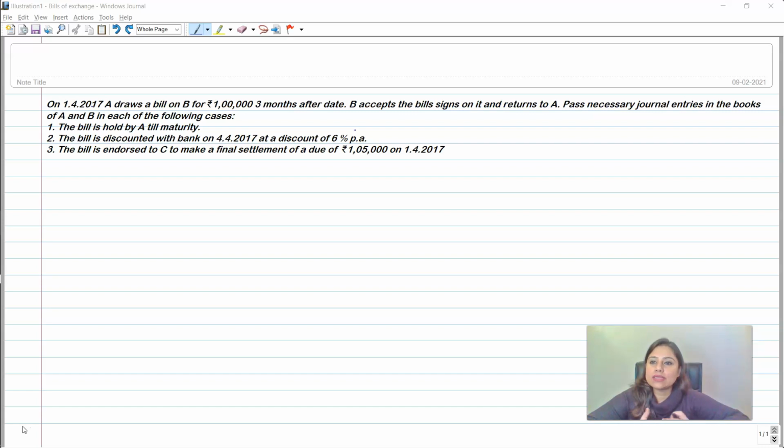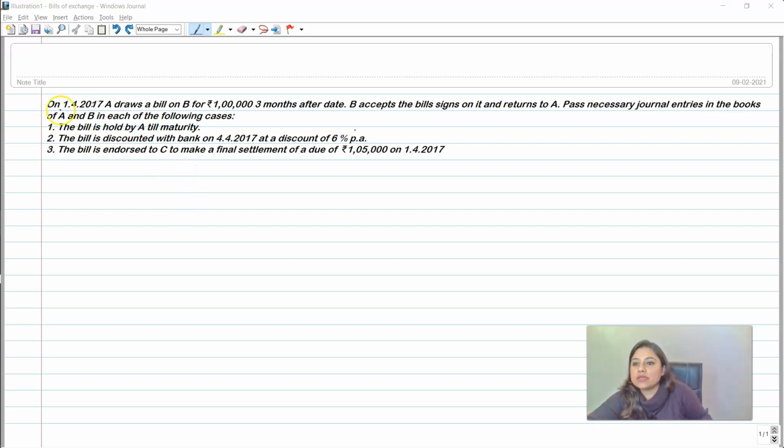So now let us take a look at a practical illustration and pass the journal entries in the books of accounts of A and B as drawer and drawee. This will give you clarity on how such accounting entries should be passed, how you have to evaluate the discount, and how you have to settle the accounts once the bill is accepted or once the payment is done in the case of bills of exchange.